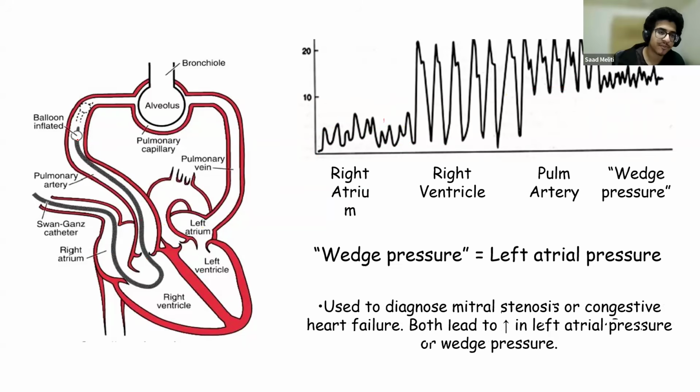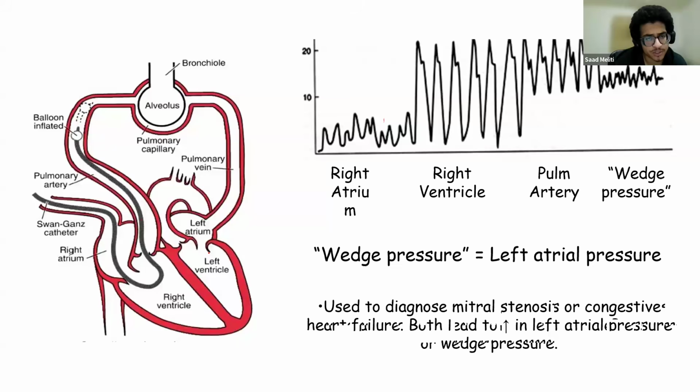And at some point, we inflate the balloon, and it stops blood from flowing. When it inflates and stops the blood flow, the catheter is going to be measuring the pressure in the left atrium. This is what we call the wedge pressure. It's just left atrial pressure. And we use this catheter to diagnose mitral stenosis or congestive heart failure. I'll explain both right now.